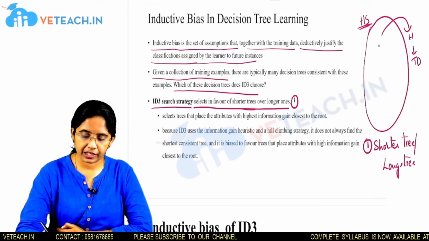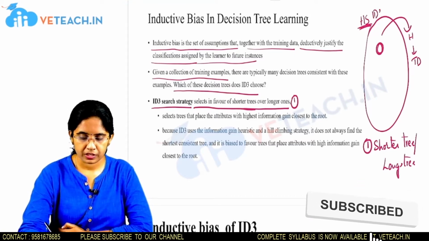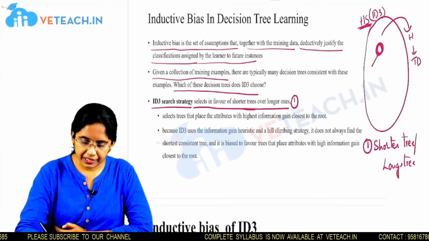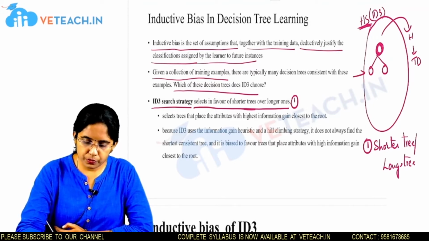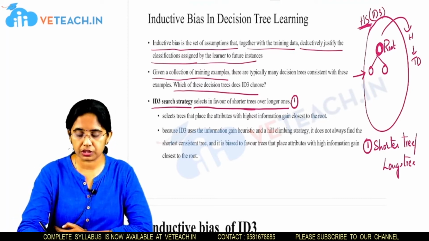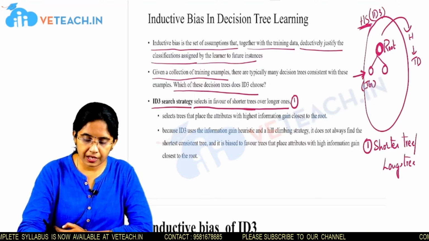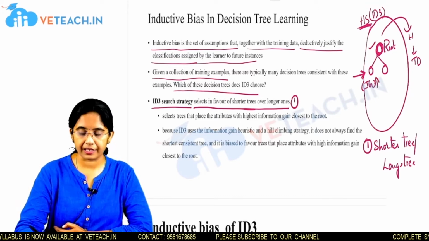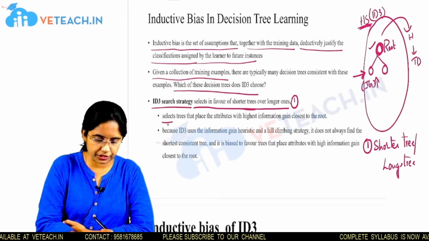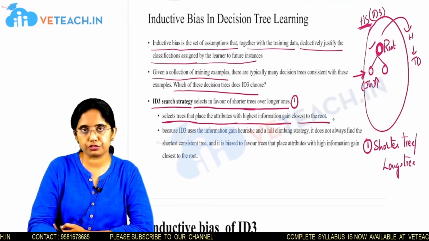The second one: whenever we are considering one specific decision tree from the hypothesis space of ID3, we need to select a tree such that the attributes which are nearer to the root, suppose this is the root here, should have high information gain. Information gain for the attributes nearer to the root should be high. That is the second assumption we consider while generating a decision tree. Select trees that place the attributes with high information gain closest to the root.